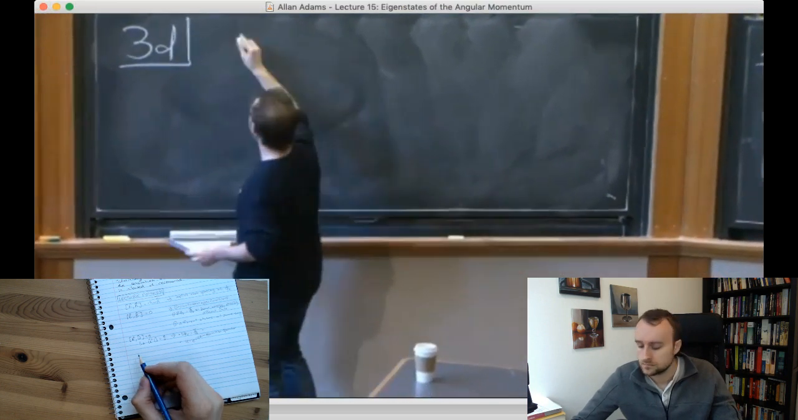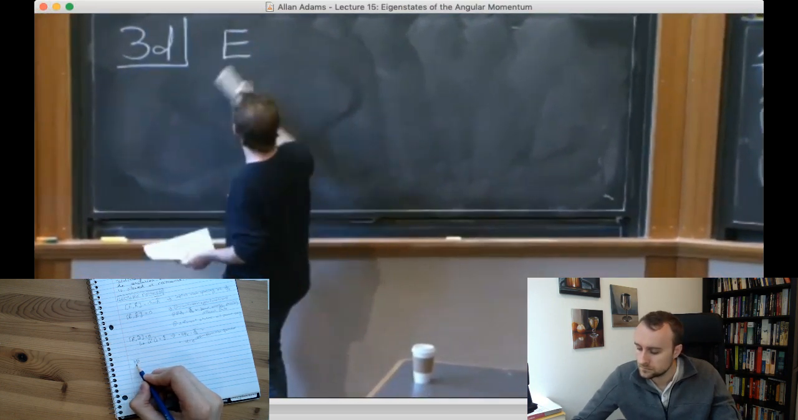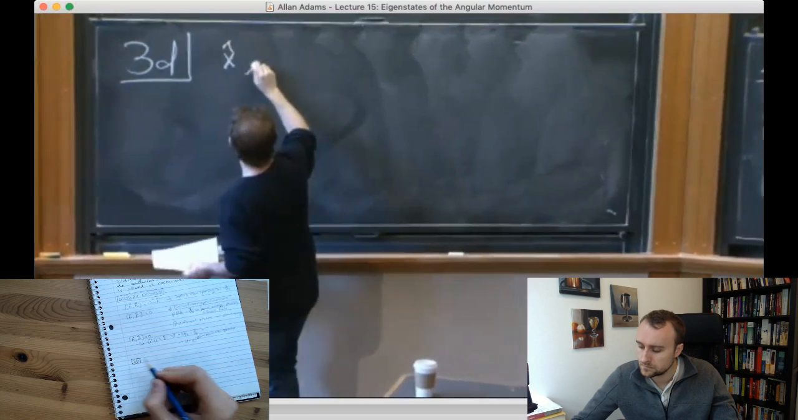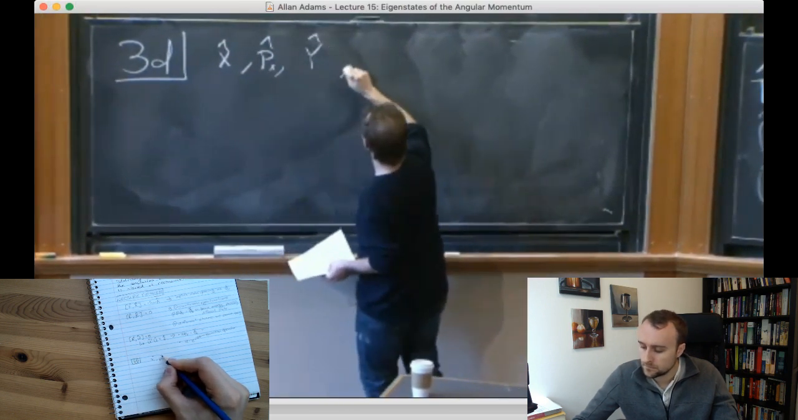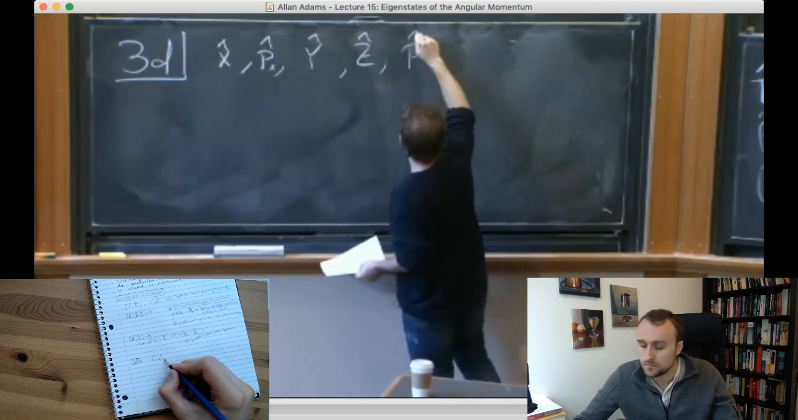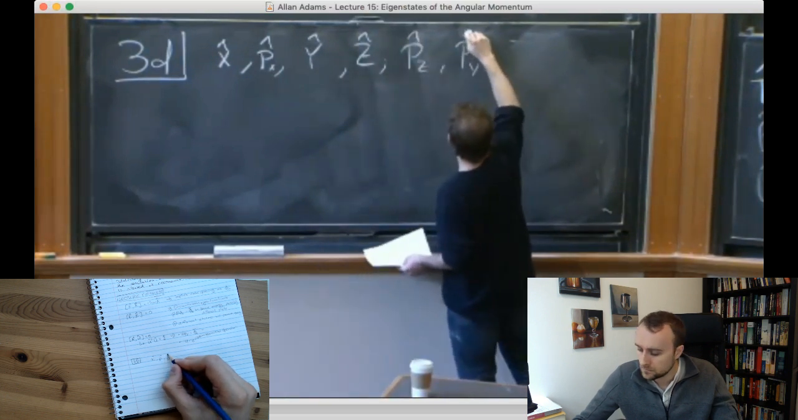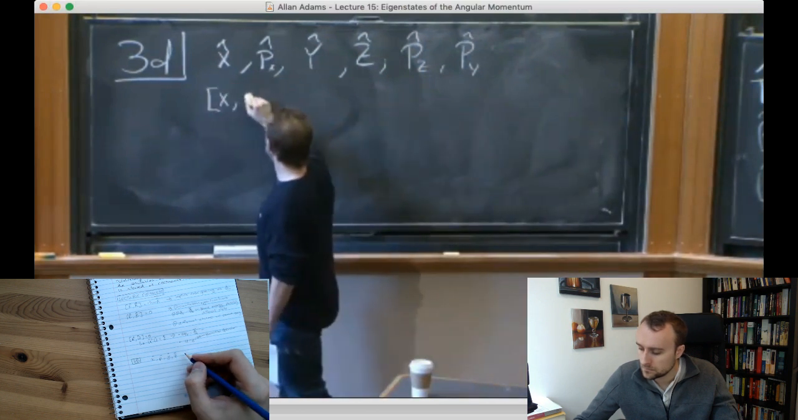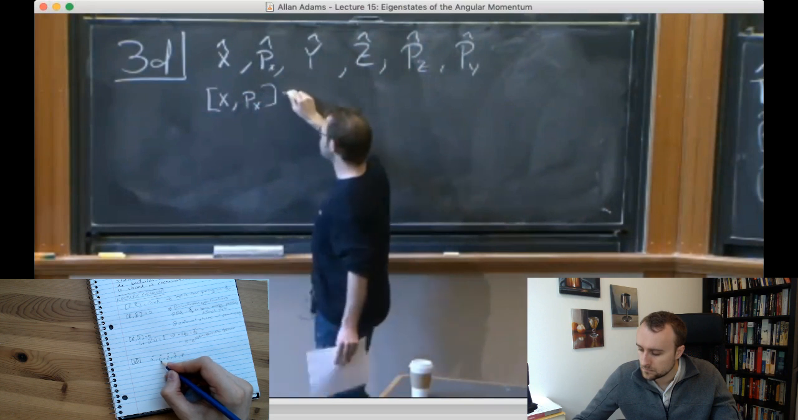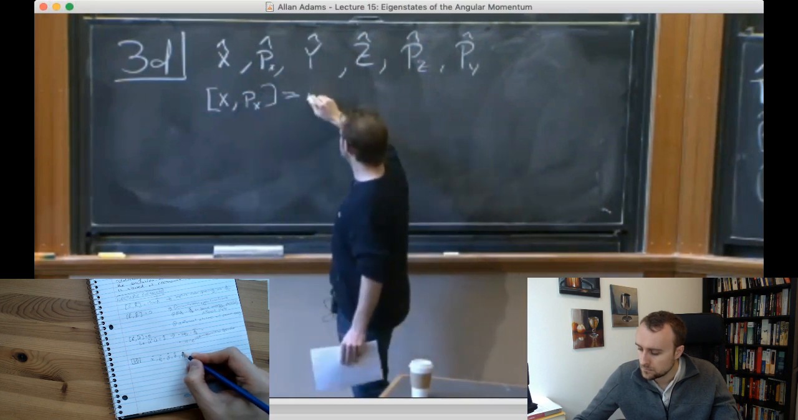So in 3D, the energy operator, what's going to change? Well, now instead of just having position x and its momentum p_x, we also have a y coordinate and a z coordinate, and each of them has its momentum, p_z and p_y. Okay. And here's a quick practical question. We know that [x, p_x] is equal to i ħ.